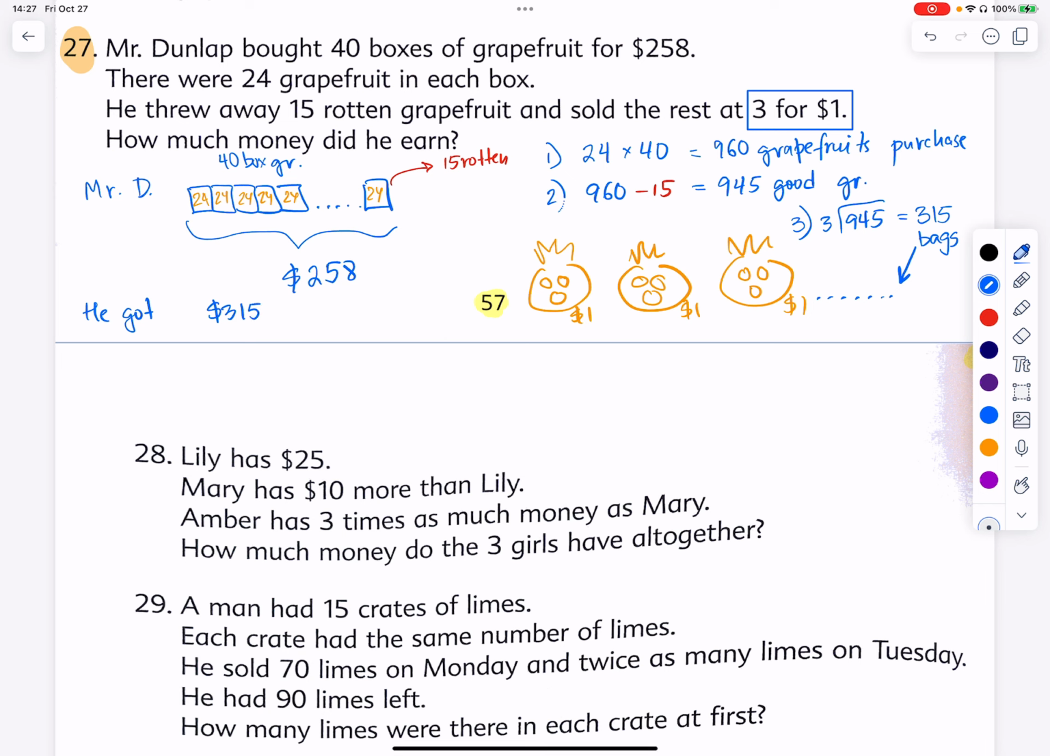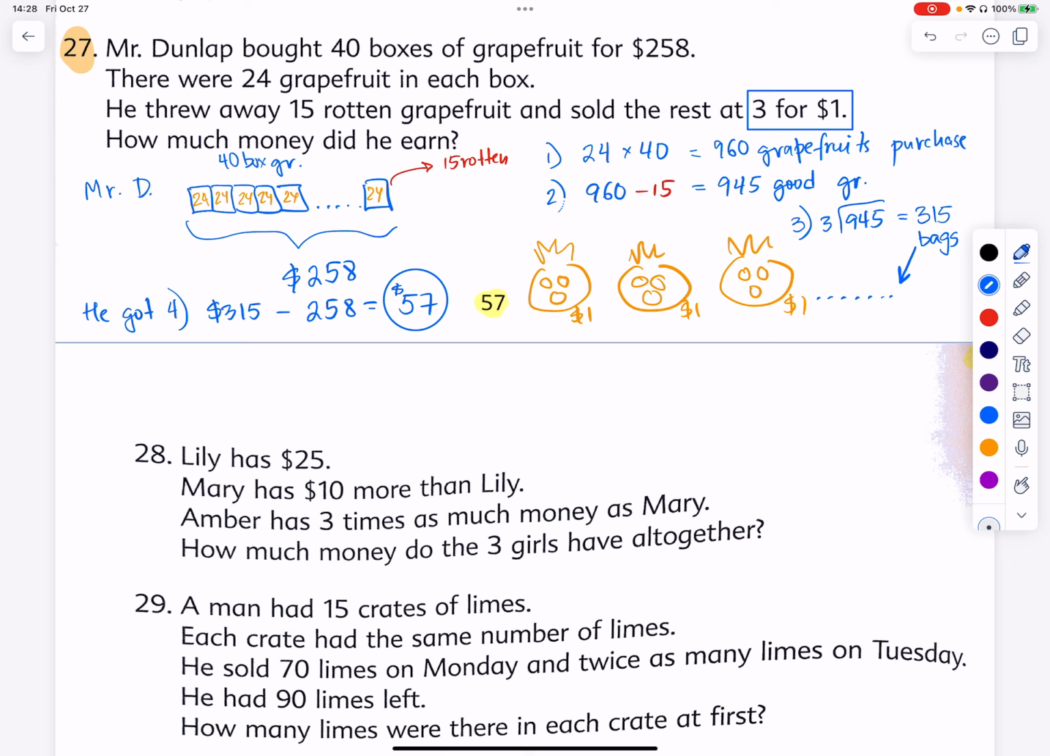But he first spent 258 and then he got 315. Step 4. Let me label it right here. 315 minus 258, and that will tell us how much money he actually made, his profit. 315 minus 258 gives us $57. He earned $57.